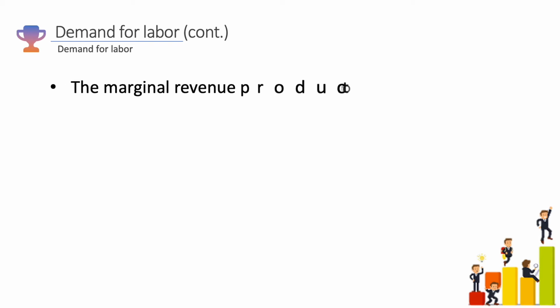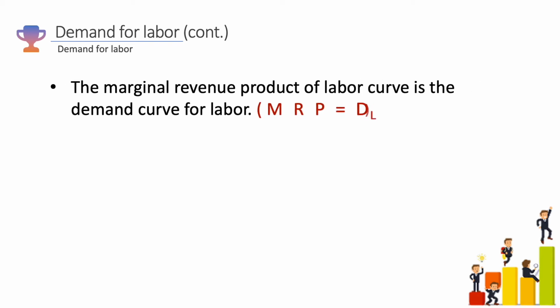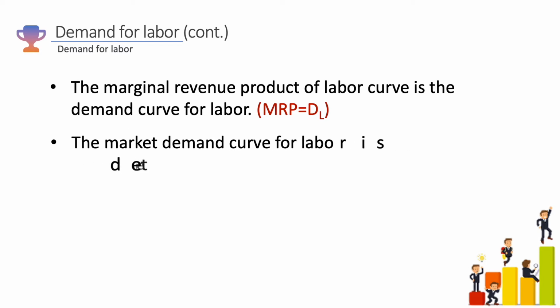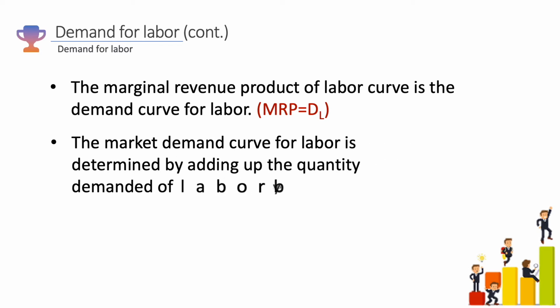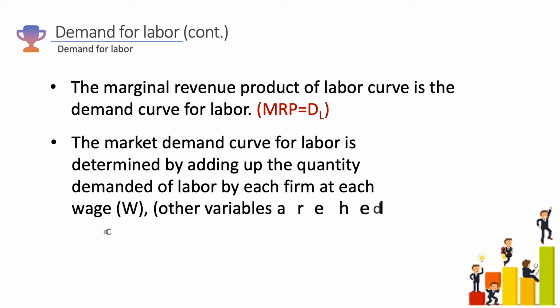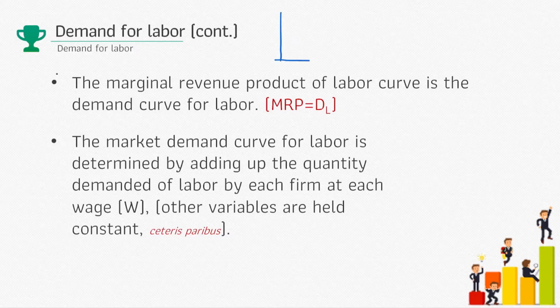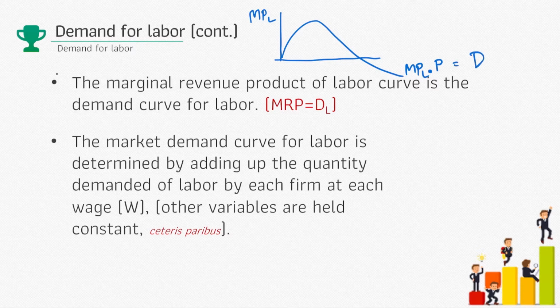Okay, next, demand for labor. The marginal revenue product of labor curve. Remember, this is MRP. It's the demand curve for labor. The marginal revenue product, that is MPL. And if we need it to be a demand for labor, we multiply by price. This is a demand for labor. We call it MRP, marginal revenue product.